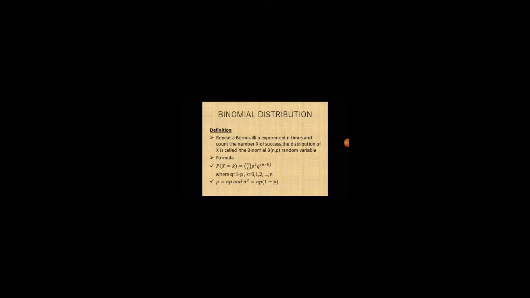Next, binomial distribution. The definition of binomial distribution is: repeat a Bernoulli(p) experiment n times and count the number x of successes. The distribution of x is called the binomial B(n, p) random variable. The formula for this distribution works for any random variable that counts the number of times an event occurs out of n trials, provided that the following assumptions are met.